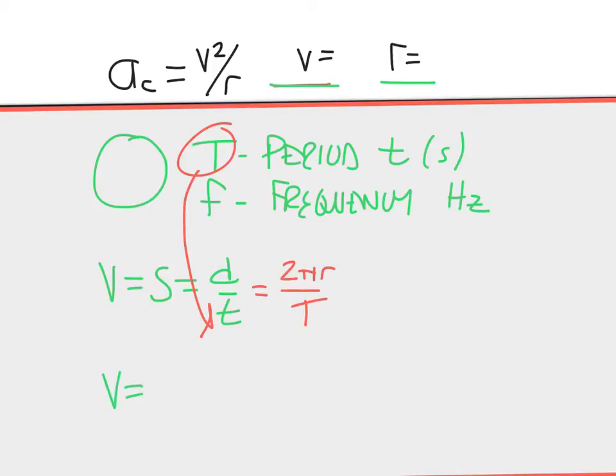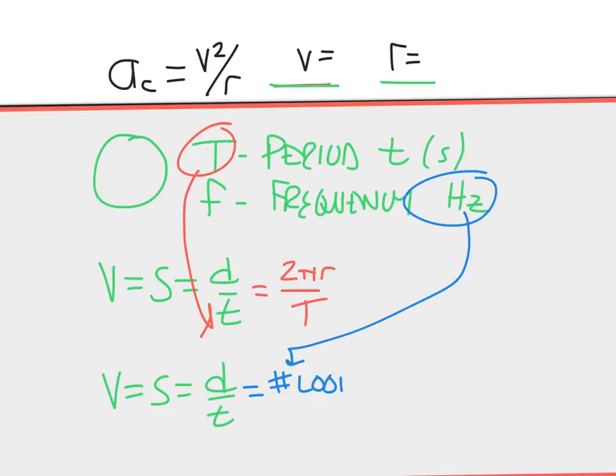Or you could do velocity is speed equals distance over time. And if you're given the frequency, then what you do is you substitute that in here as the number of loops per second, and then you just need to convert to 2 pi r, which is the distance for 1 loop.